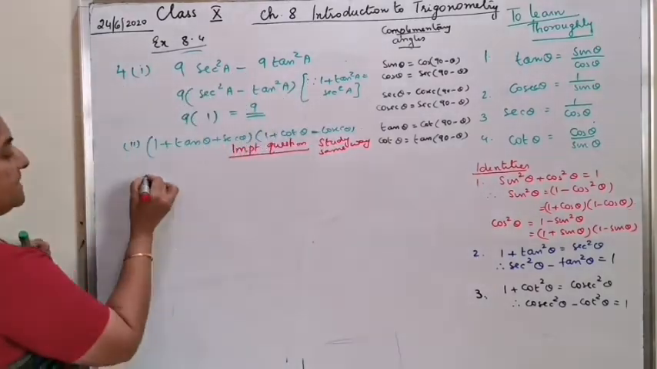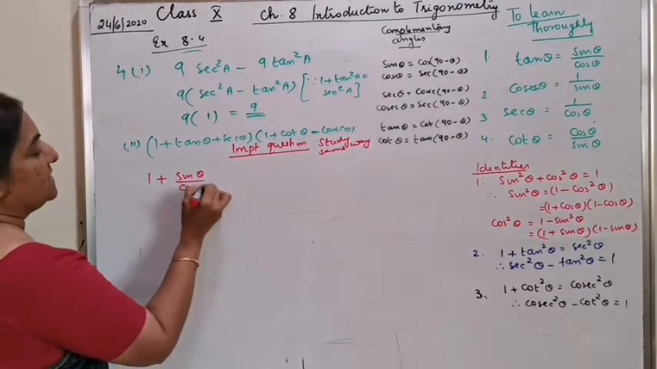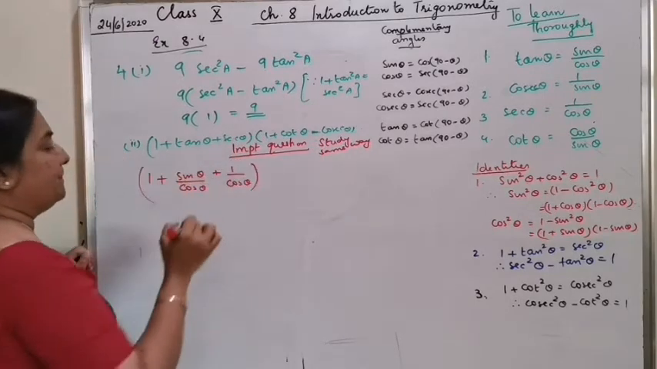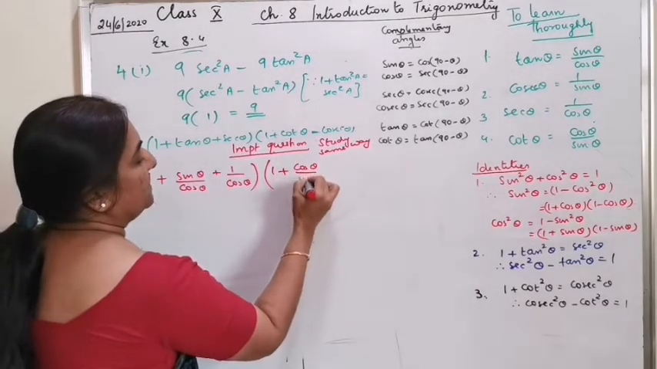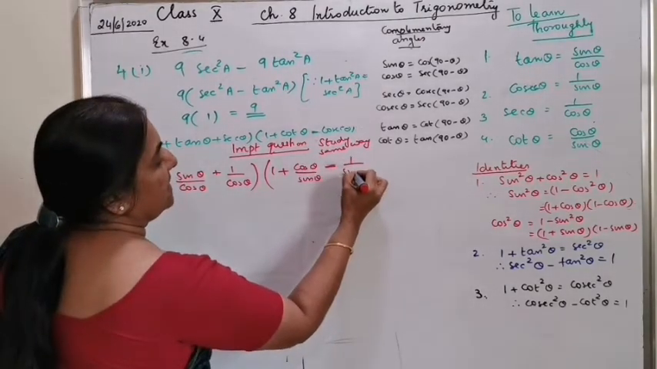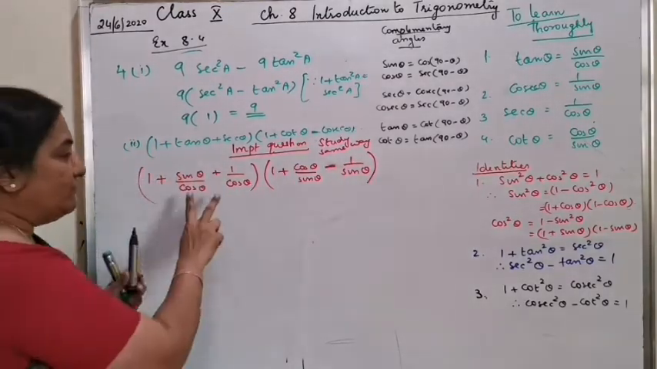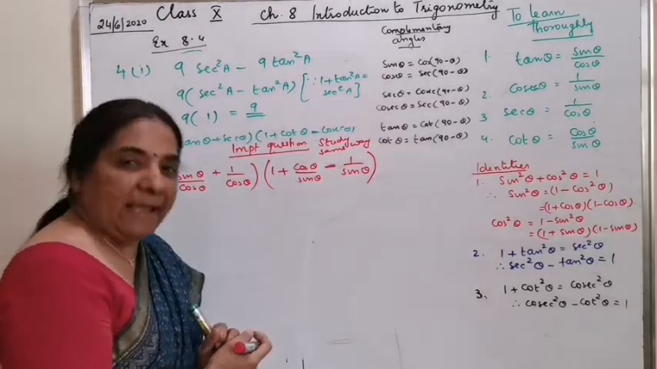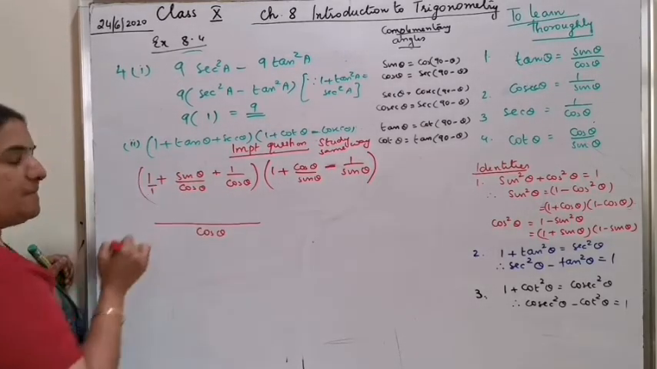So the first step is: 1 plus tan theta can be expressed as sin theta by cos theta plus 1, sec theta can be written as 1 by cos theta, and 1 plus cot theta can be written as cos theta by sin theta plus 1, minus cosec theta is the same as 1 by sin theta. When you see this, it looks like addition and subtraction of fractions, as in arithmetic, using the LCM. That means the common LCM is cos theta, here it is by 1.